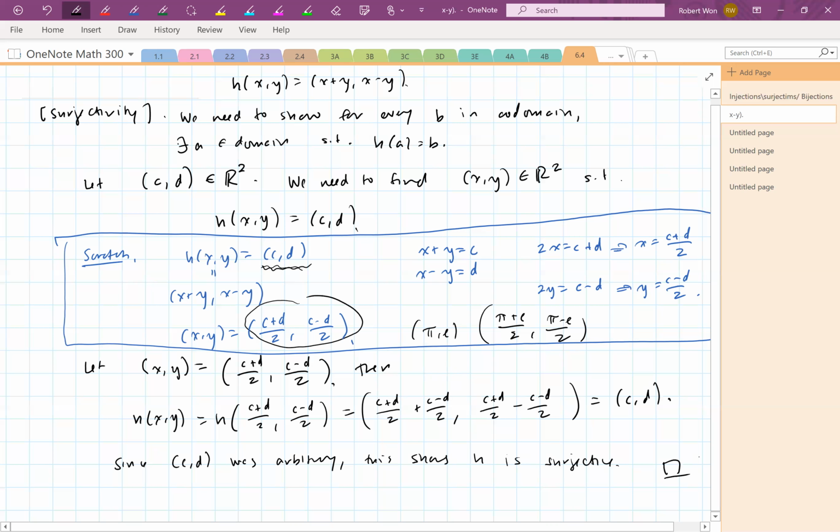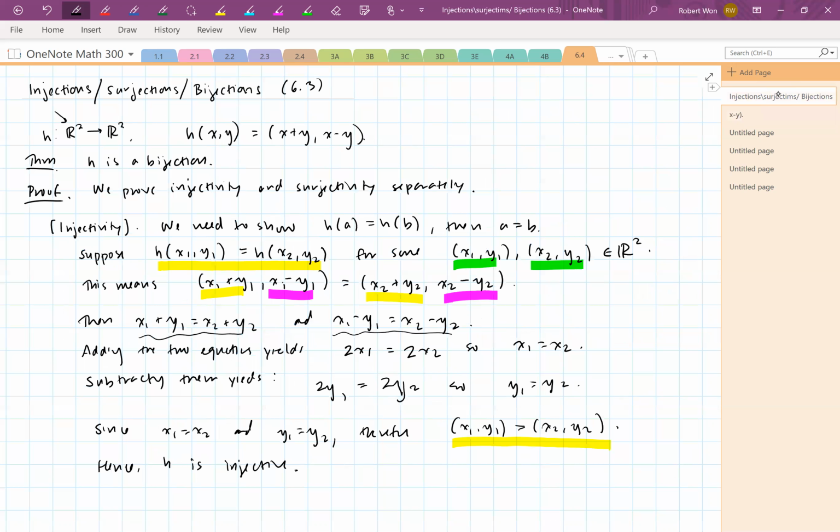Because no matter which element you gave me in R2, I told you exactly how to get it as an output. So it was important here that I chose an arbitrary element of the codomain. So that shows that this function is both injective and surjective, and therefore it's bijective. I think this is a good demonstration of how to prove a function is injective and surjective.